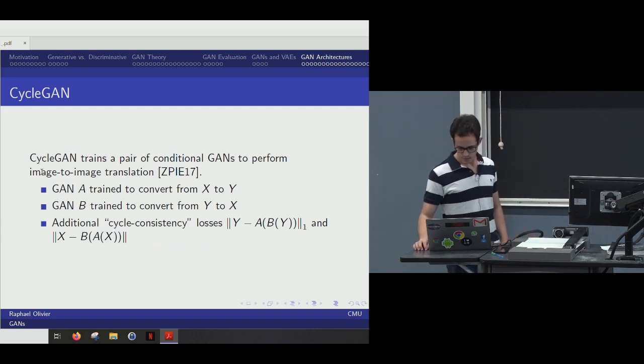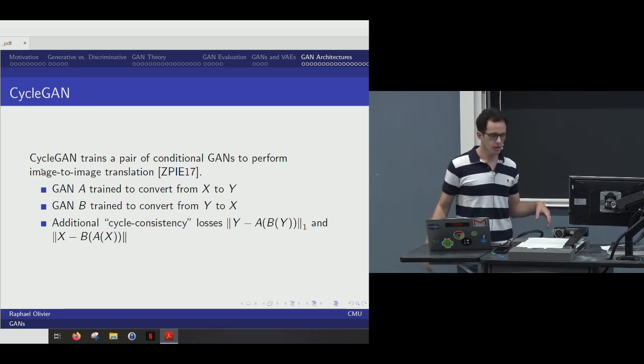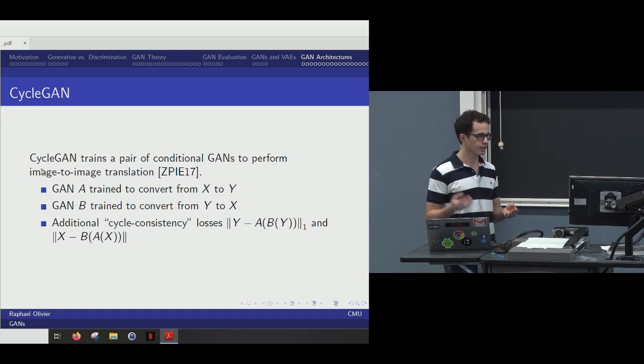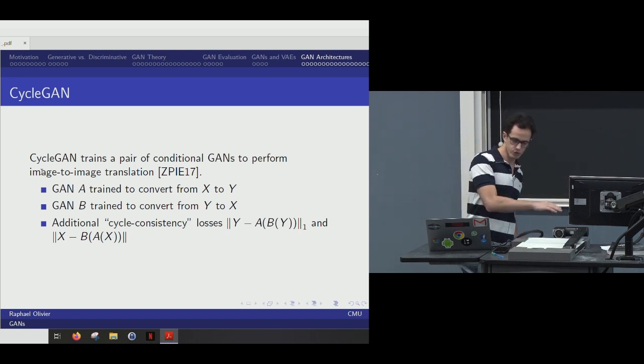All right, CycleGANs are maybe the coolest we're going to see, and also the last one. They are doing something that we can call image-to-image translation. Basically, you've got two distributions, X and Y, and they can be whatever you want. Y is not particularly the labels of X. It's just two, say, distributions of images, and you're going to try to convert one distribution to the other.